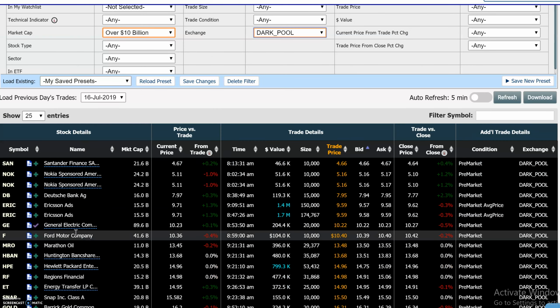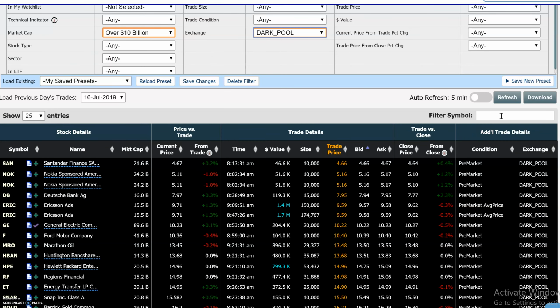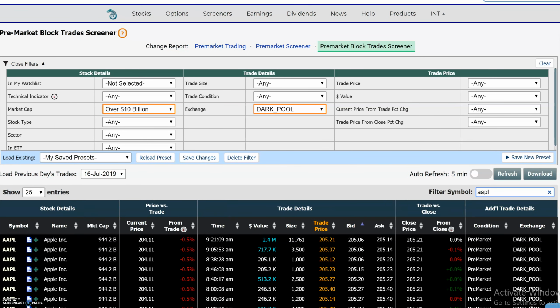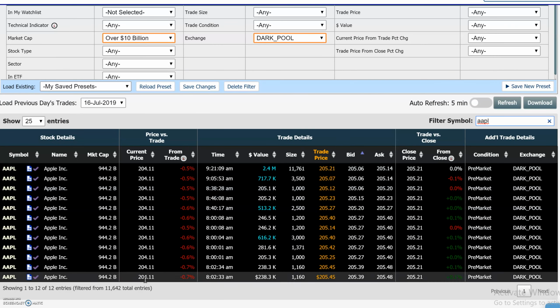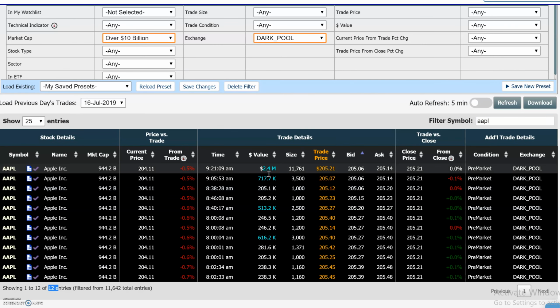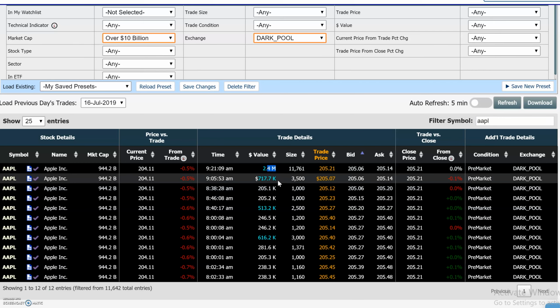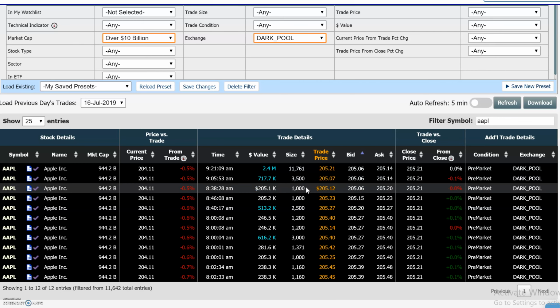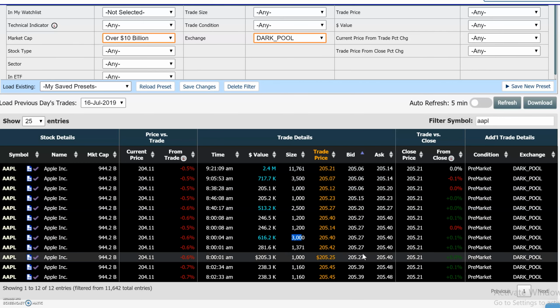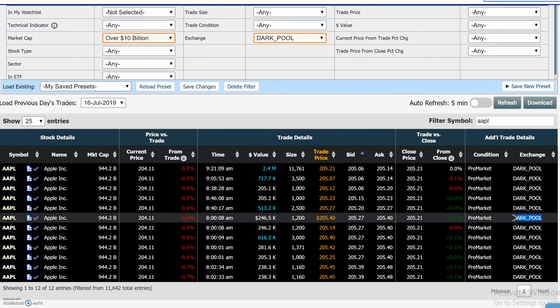So just to narrow it down, let's look for a specific stock you could set in here. Let's look for Apple, for example. And here's what's going on in Apple. It filtered out 12 large institutional trades. You can see this one's 2.4 million, 700,000. These are the lots over here being traded in the dark pool.